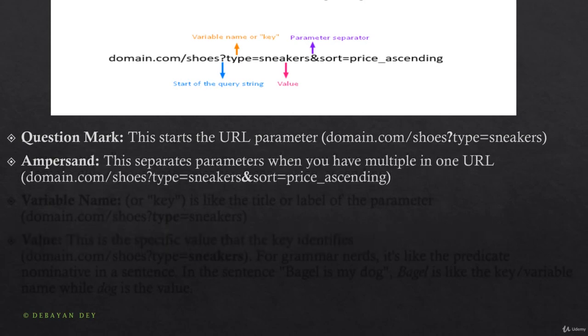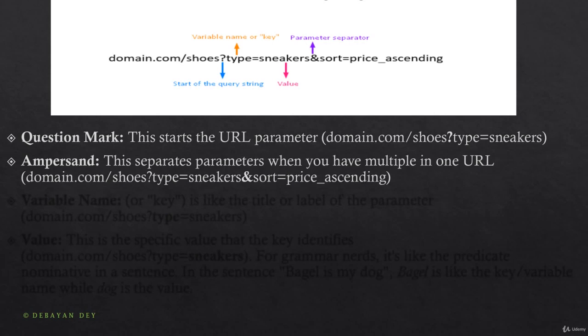Ampersand. This separates parameters when you have multiple in one URL. Okay, so we have multiple queries in one URL, so that's why this ampersand is used to separate the parameters. So as you can see, after shoes?type=sneakers, ampersand, sort=price-ascending. So we have two parameters. First is type, which should be equal to sneakers, and it should also be sorted in the price ascending order.